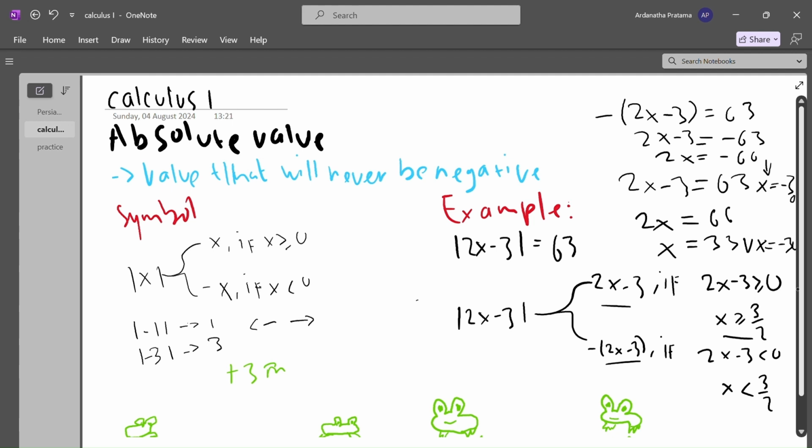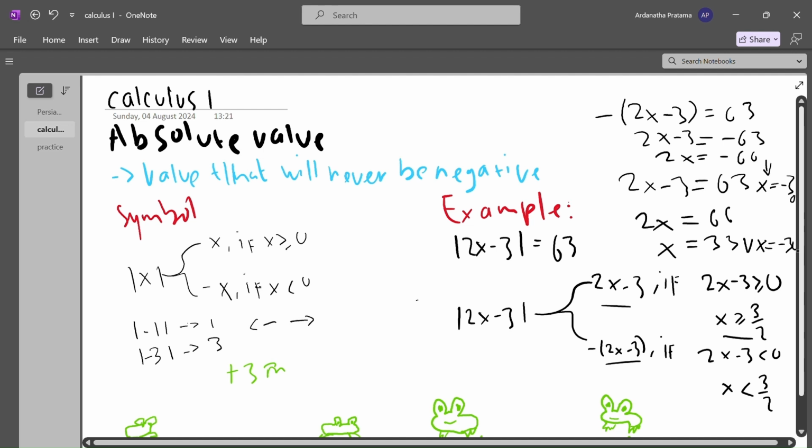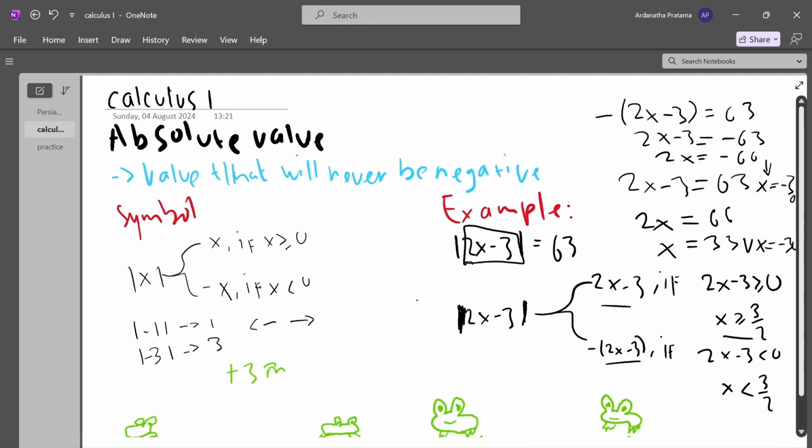Maybe you will ask me, why is the x value minus 30? Don't you say that x will always be positive? I am not saying x will be positive, I'm saying the value inside this bar is positive. The value inside this vertical bar will always be positive. So if you put a negative value right here, it will always come out positive.